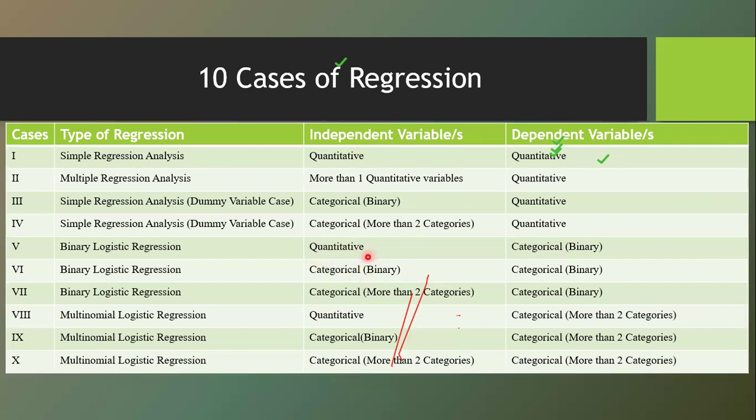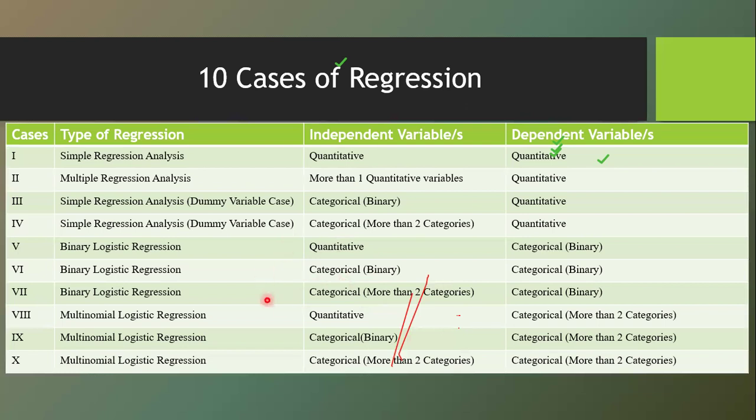In case number five, your independent variable would be quantitative. In case number six, your independent variable would be binary, so in case number six, your dependent and independent variables both would be binary. And in case number seven, you may have an independent variable with more than two categories, that is a categorical variable. So your DV would be binary, but your IV would be categorical.